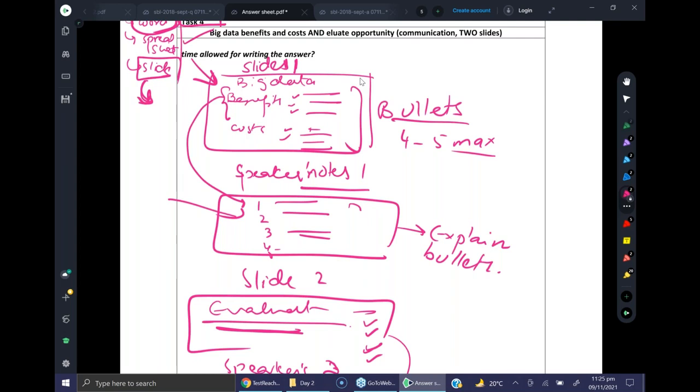About the slides, one slide is for the opportunity discussion and one for big data. We cannot make a third slide because 2 slides were clearly needed. All right, guys, this is it.